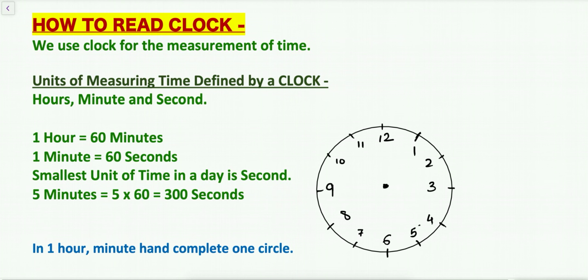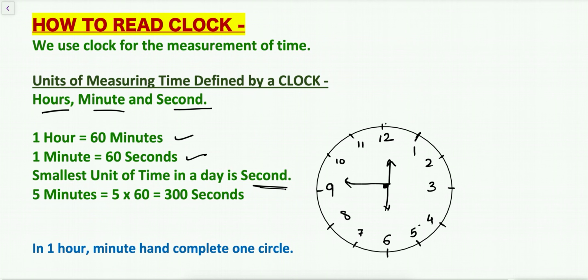How to read clock? We use clock for the measurement of time. So in a clock, there are three hands, hour hand, minute hand and the second hand. So the units of measuring time defined by the clocks are hours, minutes and seconds. As we all know, 1 hour equals 60 minutes, 1 minute equals 60 seconds. And the smallest unit of time in a day is the second. So we have 3 needles, this is hour, this is the minute and this is the second. The thinnest and the fastest one is the second.